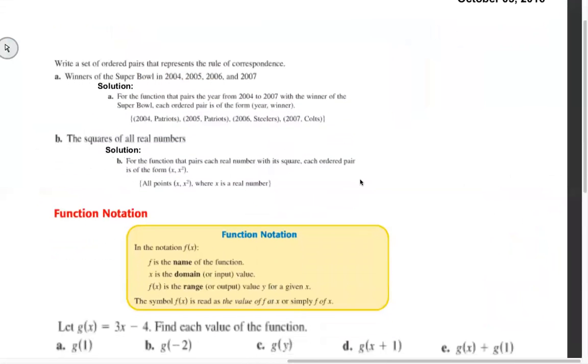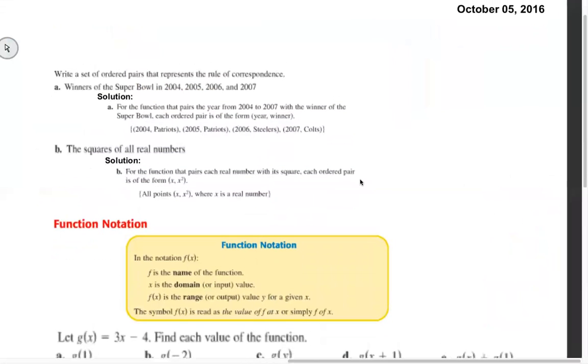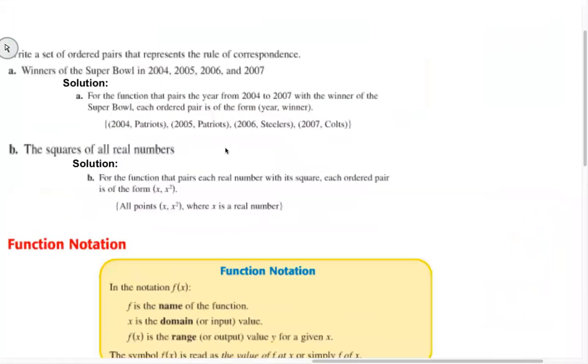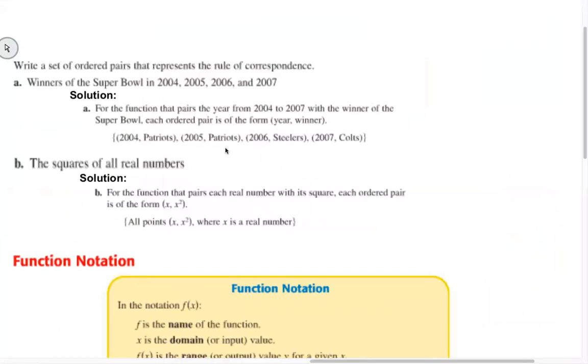All right, so let's go over here. This one says, write a set of ordered pairs that represents the rule of correspondence. Winners of the Super Bowl in 2004, 5, 6, and 7. So the solution is for the function that pairs the year from 2004 to 2007 with the winner of the Super Bowl. So it says 2004, the Patriots won.